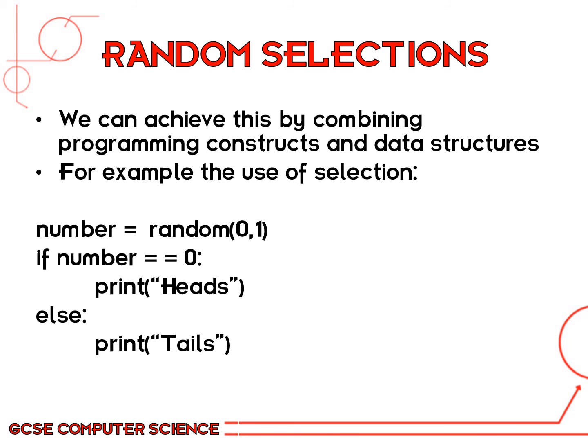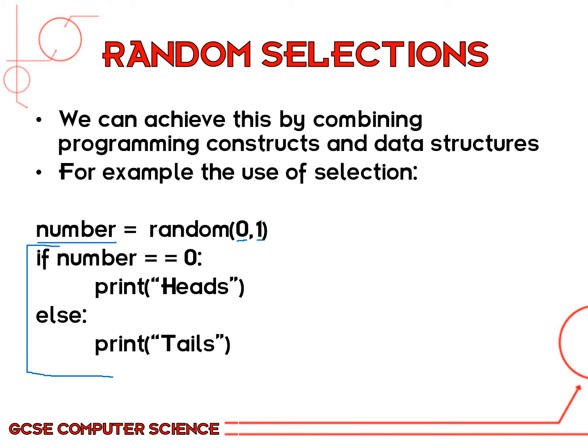So let's have a little look at an example. If we create our variable, this is a pseudocode example by the way, called number, and we set it as a random number, either 0 or 1, so it's going to choose either 0 or 1, and once it has chosen that particular value, we're going to do a little bit of selection here.